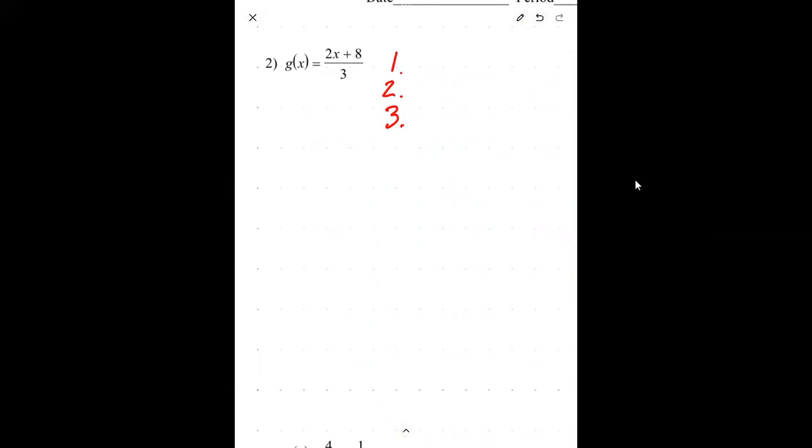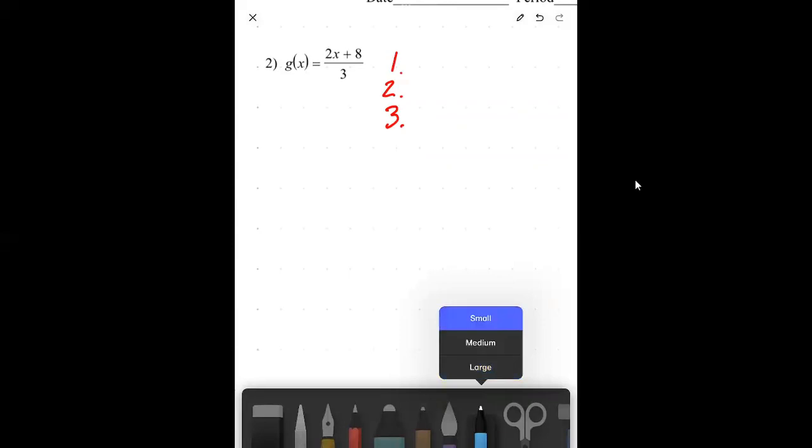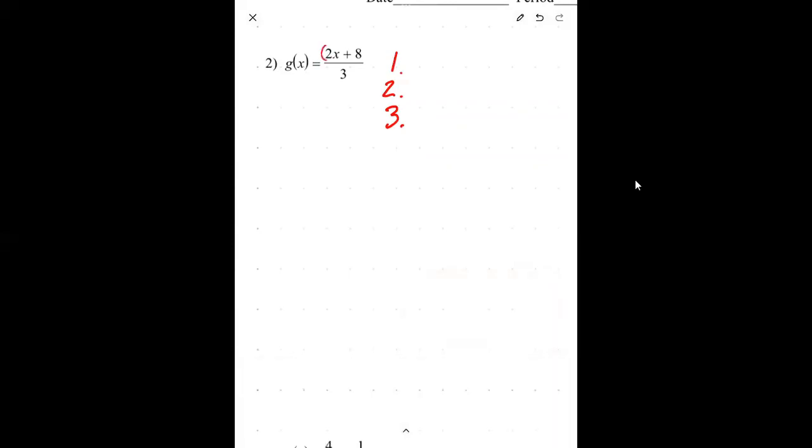Now, I said that sometimes there's implied parentheses. There is implied parentheses. When you see this kind of a stacked fraction, what this really means, let me make this a little thinner, what this really means is that this 2x plus 8 is technically in parentheses. So you're doing the 2x plus 8, you're doing the sum of that first, and then you're dividing that by 3. Okay, so I just want to make sure that's clear. So even though there's no parentheses there, there is an implied parenthesis. So that's why when we do PEMDAS, we're going to do it in this order.